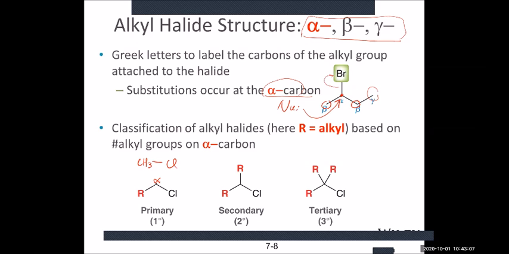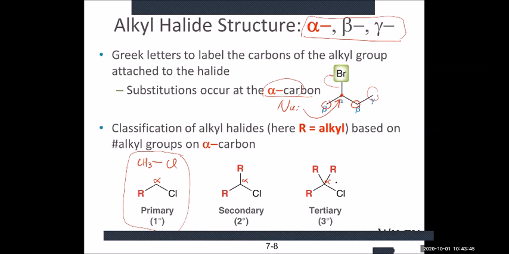When the alpha carbon is attached to one carbon, or when the alpha carbon has no carbon attached, we consider both as primary. That means only one carbon, no more than one carbon, is attached to the alpha carbon. If there are two carbons attached to the alpha carbon, as in this case, that would be the secondary halides. If there are three alkyl groups attached to the alpha carbon, that would be tertiary.